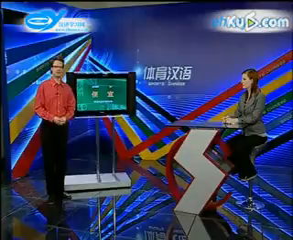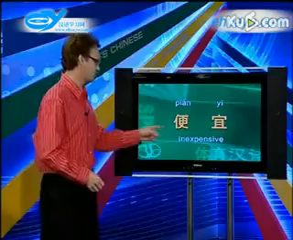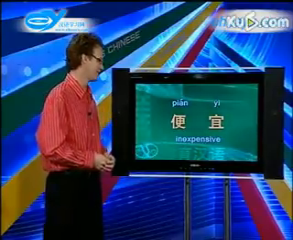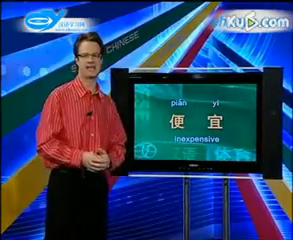Now let's take a closer look at a few of the vocabulary items from today's lesson. The first one today is 便宜. Now, of course, this character is also pronounced 便, as in 方便, convenient. But here it's 便, second tone, 便宜.